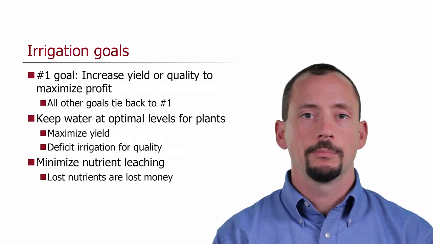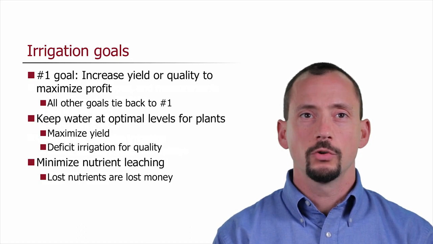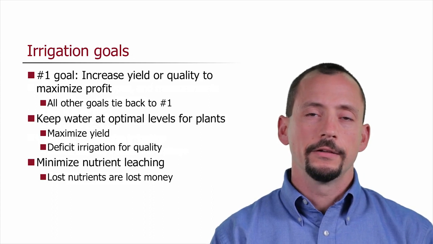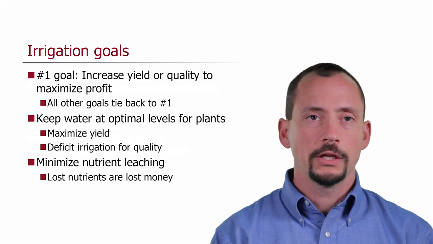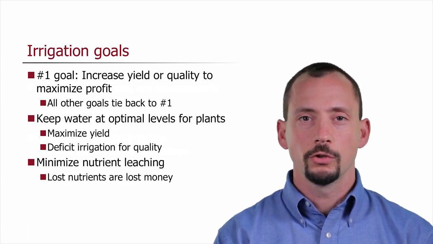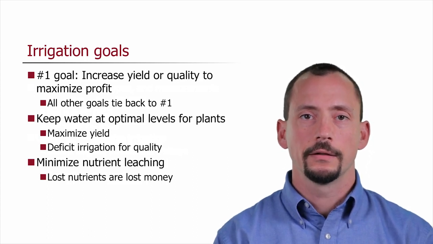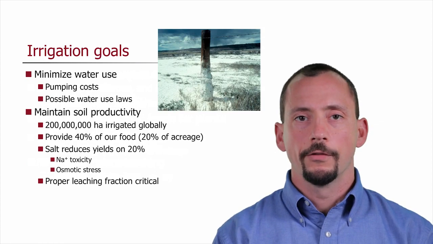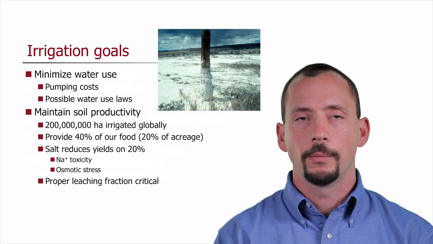Well, first of all, we need to keep the water at optimal levels for plant growth. If we have the soil too dry or too wet, then we're going to decrease yields or decrease quality, and if that happens, then that of course decreases our profits. Also, if we over-irrigate, we tend to lose nutrients. We tend to lose fertilizer from the soil, and those lost nutrients are of course lost money. It costs a lot of money to put nitrogen and phosphorus and potassium and micronutrients on the soil, and if we flush those through the soil by irrigating carelessly, then that doesn't help the bottom line at all.